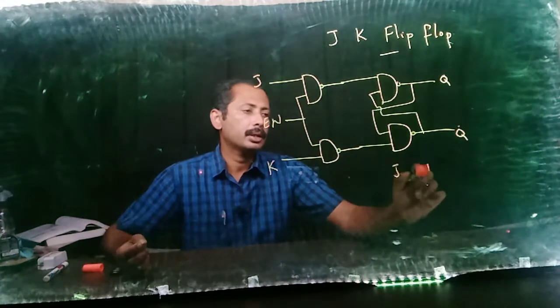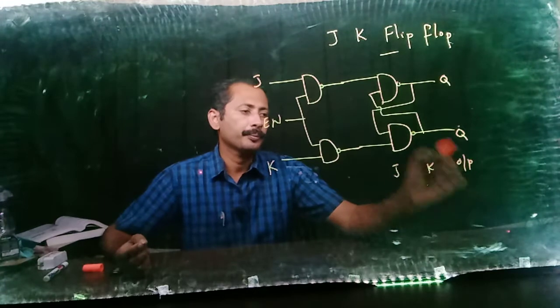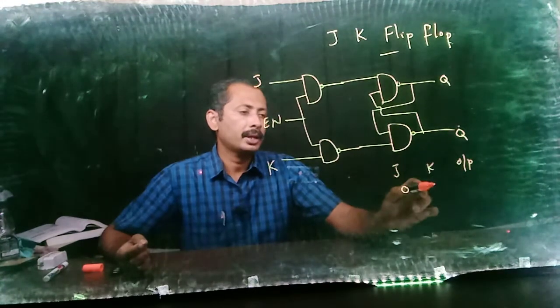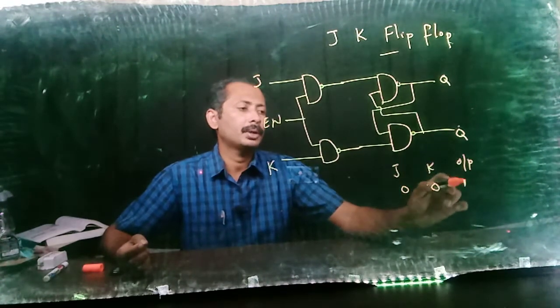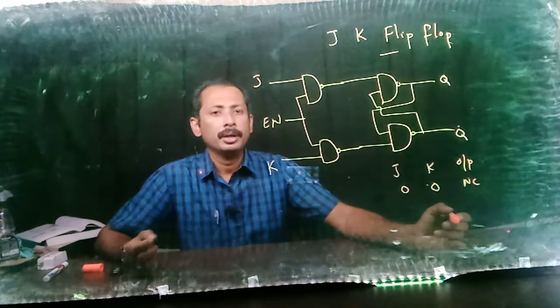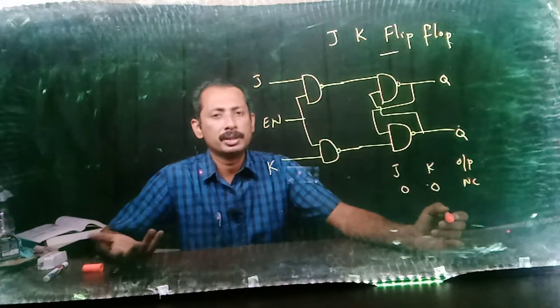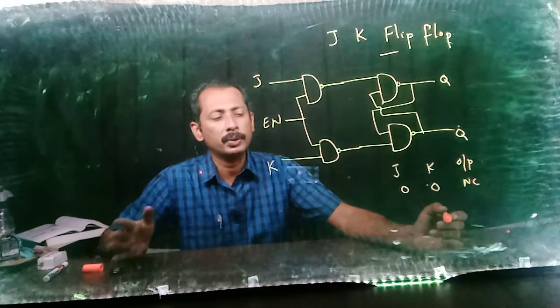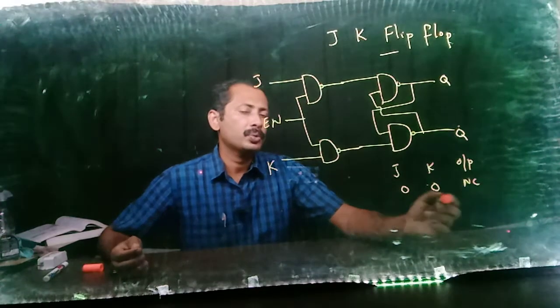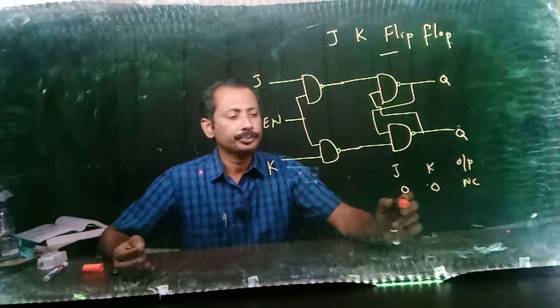J is there, K is there, output. If J and K are 0, 0, the output is not changed. It means it continues the previous state. If the Q was 0, it continues as 0. And if Q was 1, it continues as 1.